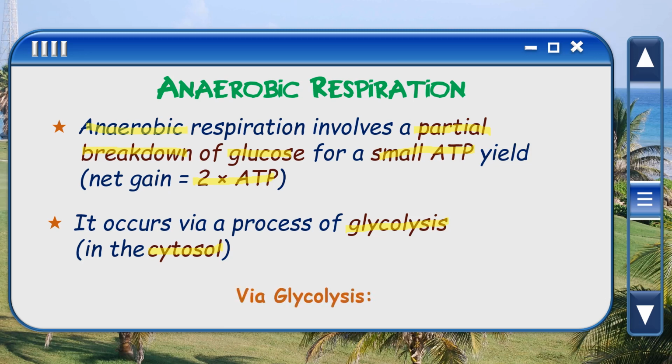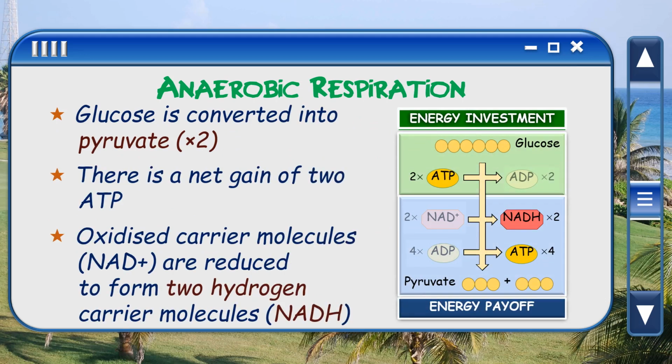Now let us look at glycolysis. Glucose is converted into pyruvate. Remember, we say that it takes place in the cytoplasm. Here we have our glucose molecule, a 6 carbon compound, and this 6 carbon compound is going to be converted into pyruvate. Pyruvates are 3 carbon compounds. So our glucose is converted into pyruvate, and there is a net gain of 2 ATP.